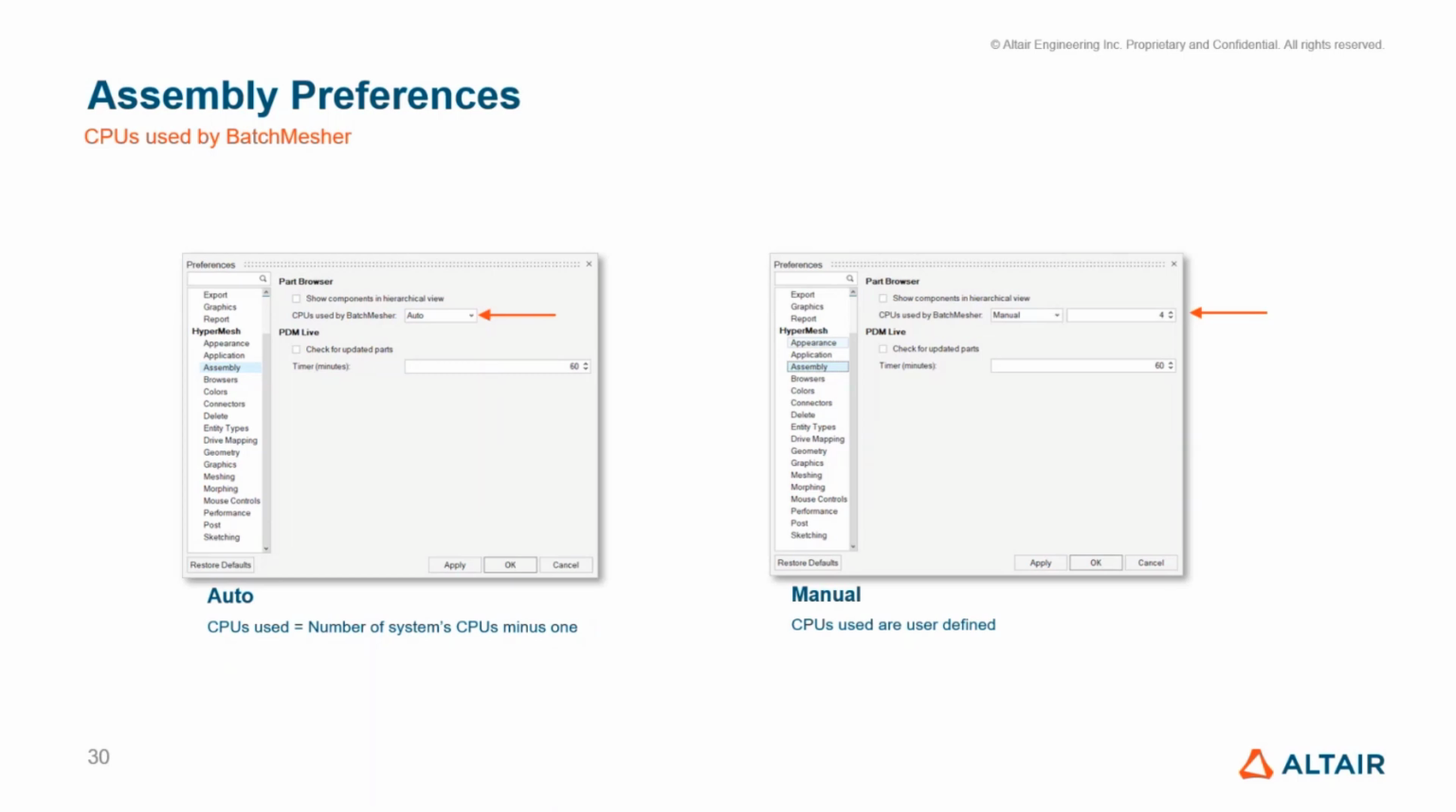And when manual mode is selected, for example, here I have selected 4, the user can specify the desired number of CPUs that are going to be used by BatchMesher. This means, for my example, that when BatchMesher is running, I'm going to see 4 jobs working at the same time in BatchMesher. This is a very useful enhancement, especially for users that have very high demand on resource management and they want to have control over their system's resources.